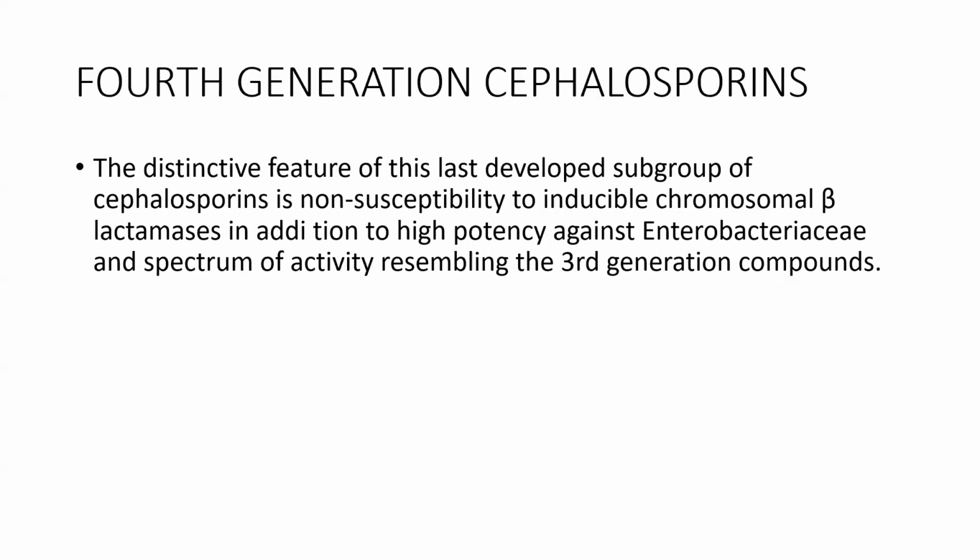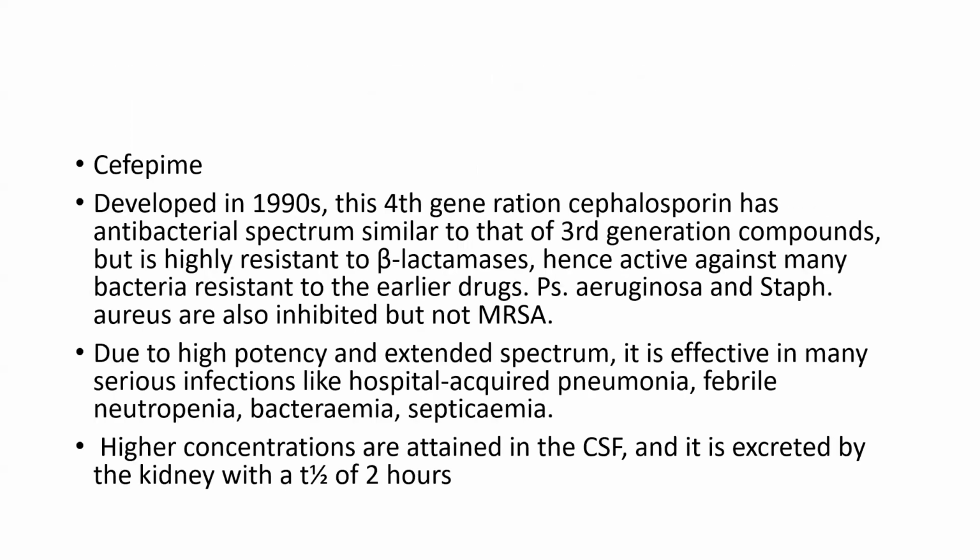About fourth generation cephalosporins, the distinctive feature of this last developed subgroup of cephalosporins is non-susceptibility to inducible chromosomal beta-lactamase, in addition to high potency against Enterobacteriaceae and a spectrum of activity resembling third generation compounds. Cefepime was developed in 1990. This fourth generation cephalosporin has an antibacterial spectrum similar to third generation compounds but is highly resistant to beta-lactamase, hence active against many bacteria resistant to earlier products. Pseudomonas aeruginosa and Staph aureus are inhibited but not MRSA. Due to high potency and extended spectrum, it is effective in many serious infections like hospital-acquired pneumonia, febrile neutropenia, bacteremia, and septicemia. Higher concentrations are attained in the CSF and it is excreted by the kidney with T-half of 2 hours.